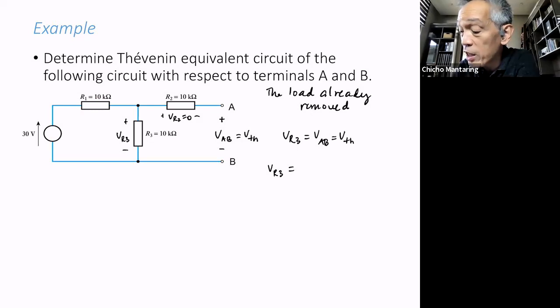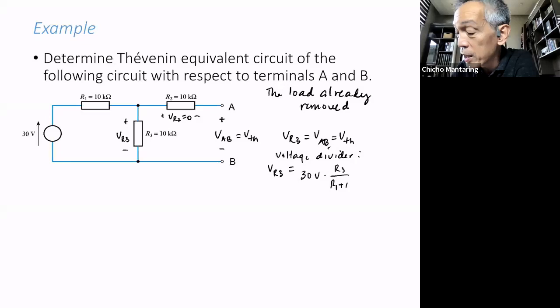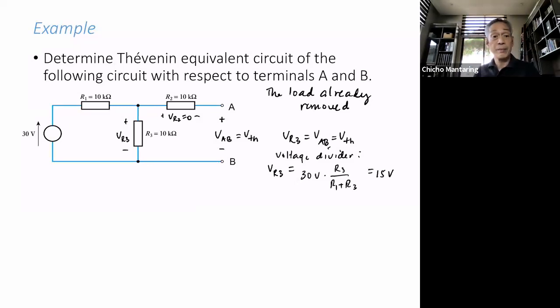So VR3 using the voltage divider is equal to 30 volts multiplied by R3 over R1 plus R3. Notice that R1 and R3 are equal. So when they're equal, the voltage 30 volts will just split between R1 and R3. So this is going to be equal to 15 volts. Okay. Yan yung Thevenin voltage natin. So VTH is equal to 15 volts.